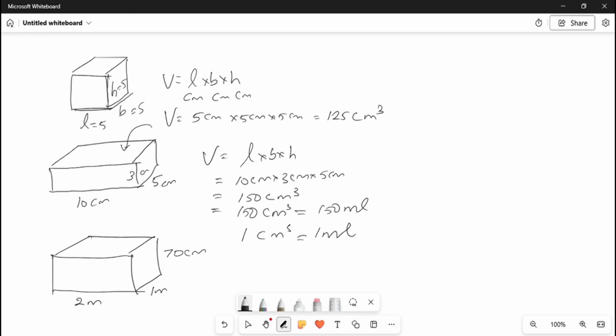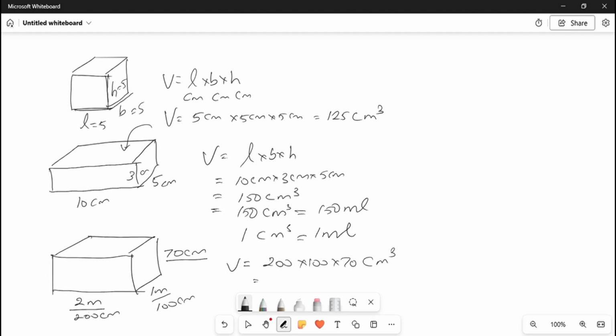Now we have a problem. Height is in centimeter, length and breadth are in meters. So here we have to be very careful. You have to think of the same unit. So rather than changing the centimeter to meter, we can easily change this to centimeters. 2 meters is 200 centimeter. 1 meter is 100 centimeter. So the volume is 200 into 100 into 70 centimeter cube.